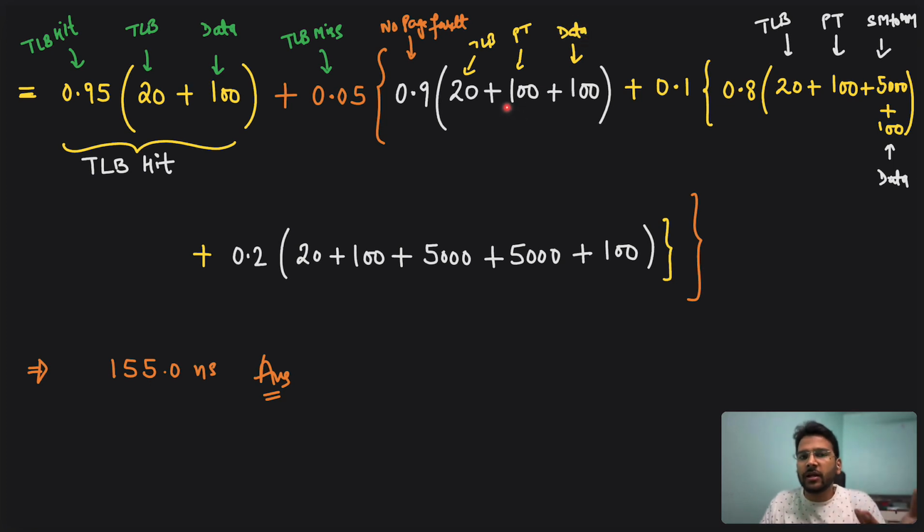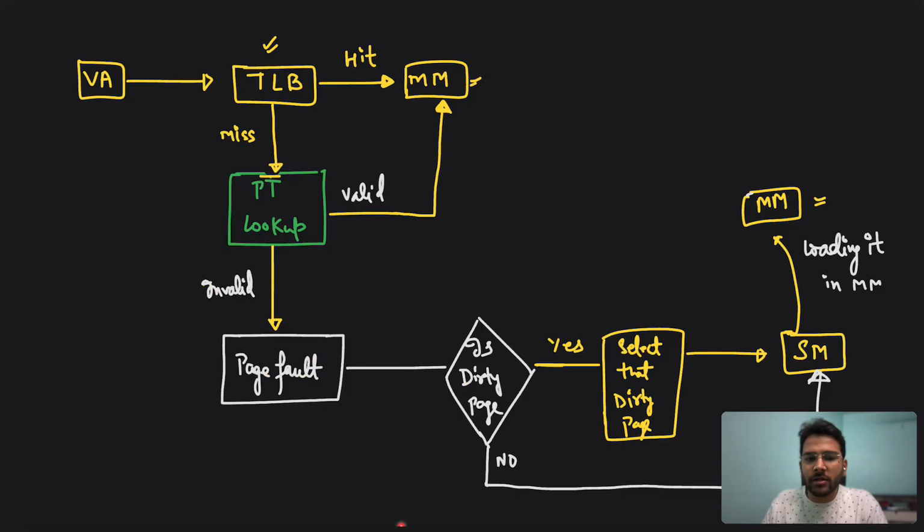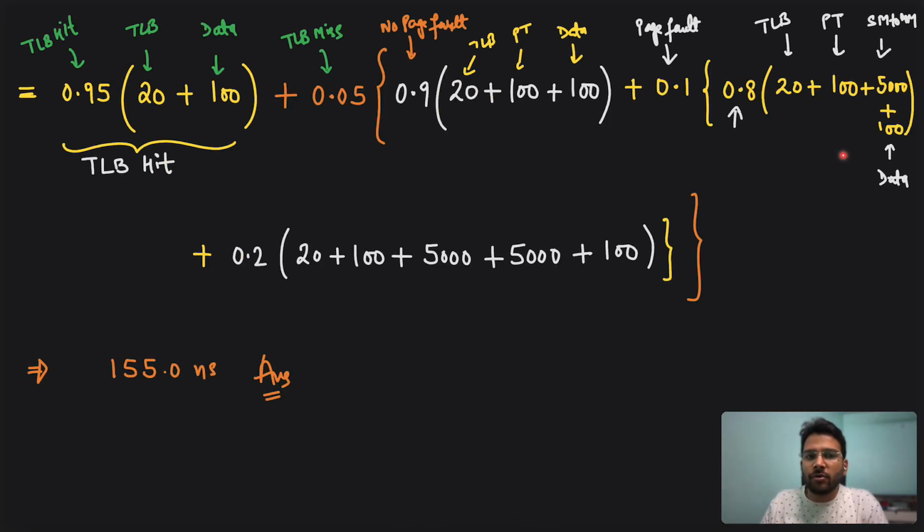Because there is no page fault, you will be getting the entry directly from the page table, and you will be getting the physical address. You can get the data from the main memory. But if there is a page fault, yes, there is a page fault, then for 80% you have to do certain tasks. That means you don't have to do any dirty write-back, because out of total page faults, just for 20% you have to do this: a dirty page has to be written back to disk before the required page is read from the disk. But for 80% you don't have to.